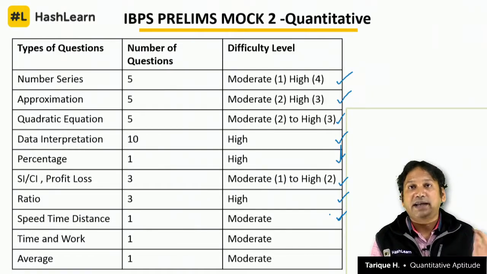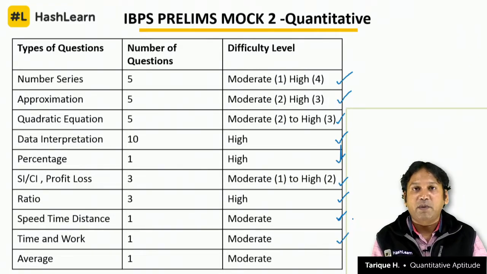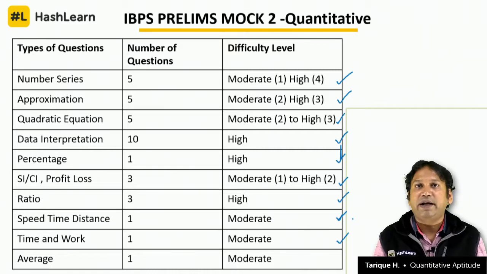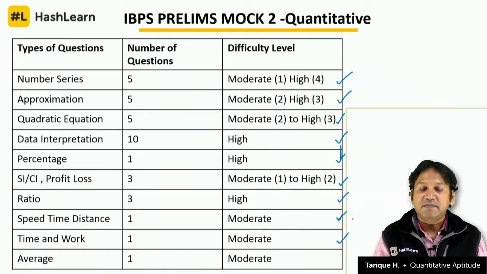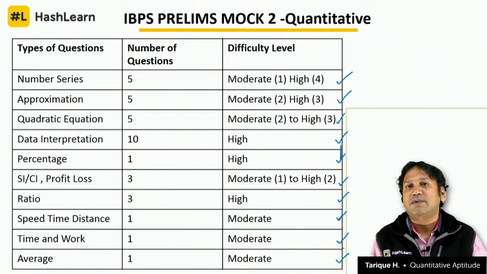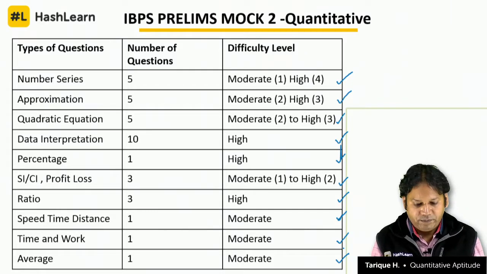Then we have a question on time and work. One question this time, a very simple question, just based on the number of men and number of people working for some number of days. Basic calculation, 3-4 steps will get the answer. So we say this is a moderate difficulty level question from time and work, followed by one question from average. That was again a simple question, 2-3 steps of calculation. You will get the answer easily in 30 to 40 seconds. So it is again of moderate difficulty level.